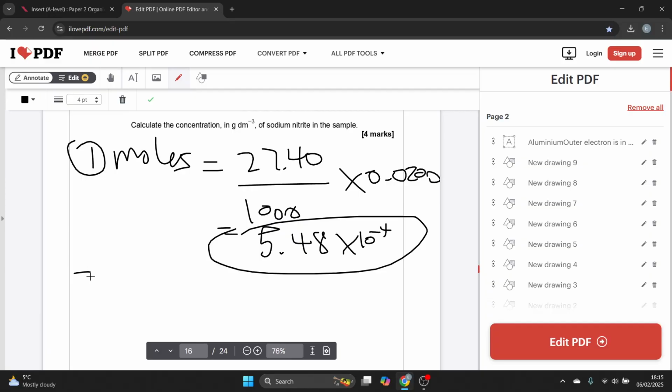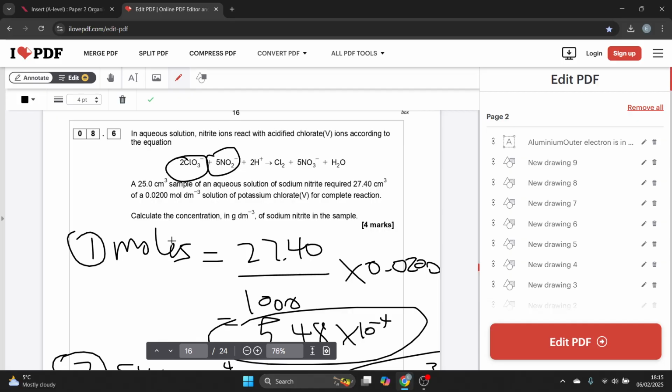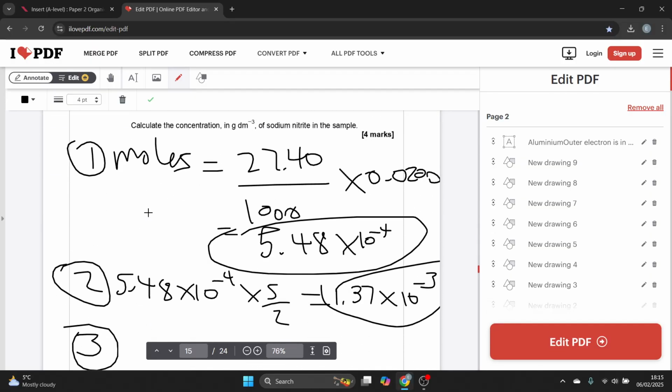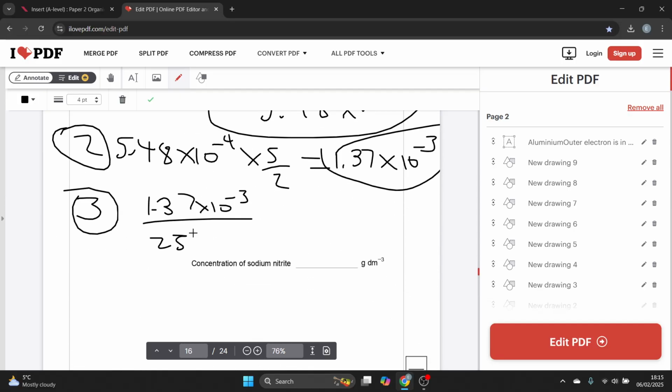So first thing I'm going to do is 5.48 times 10 to the power minus 4 times 5 over 2. That will give me 1.37 times 10 to the power minus 3. Why do I do that? Because it's a 2 to 5 molar ratio. Then, because now I've got the moles of sodium nitrite and I know the volume, I can find the concentration. Concentration is going to be the moles, 1.37 times 10 to the power minus 3, divided by the volume, 25 times 10 to the power minus 3.